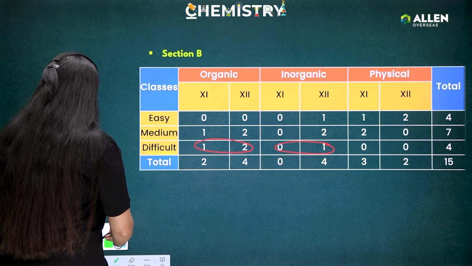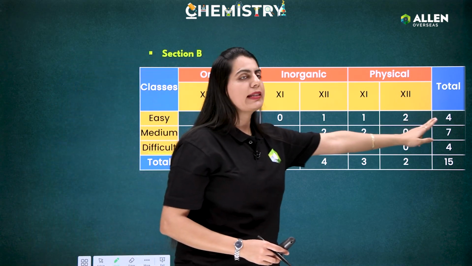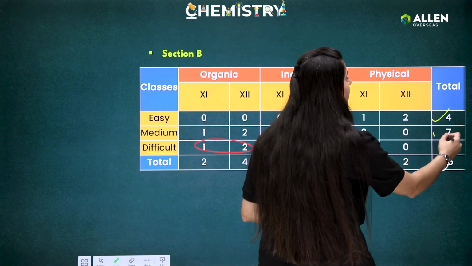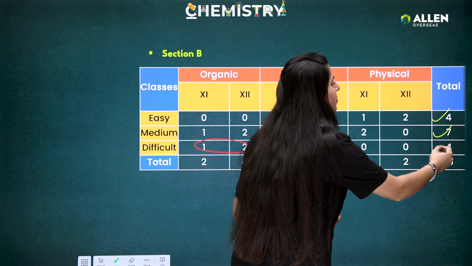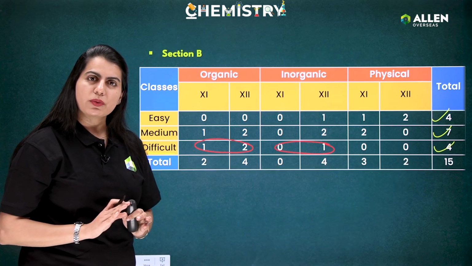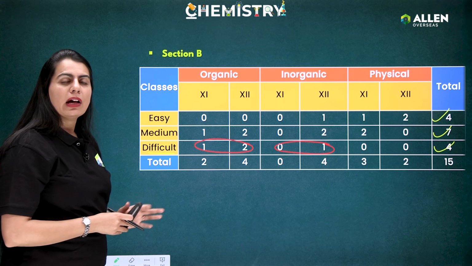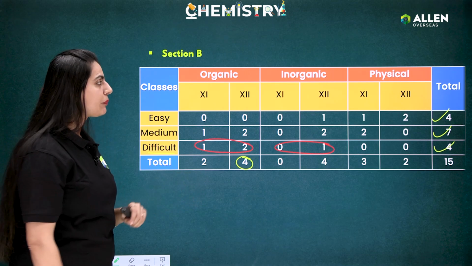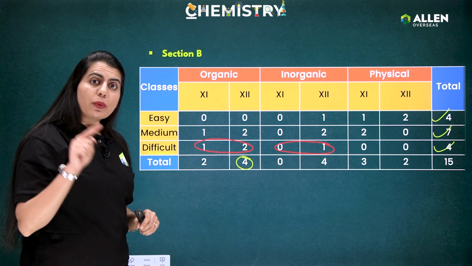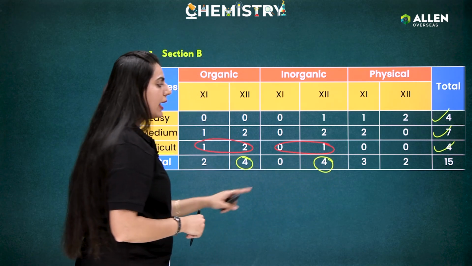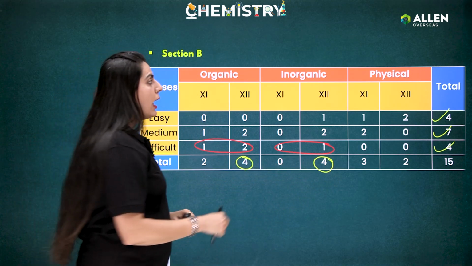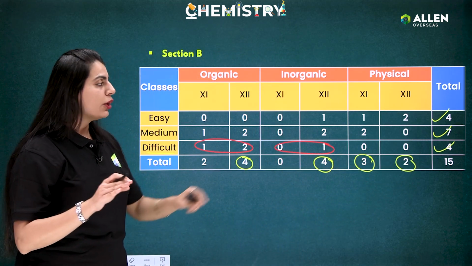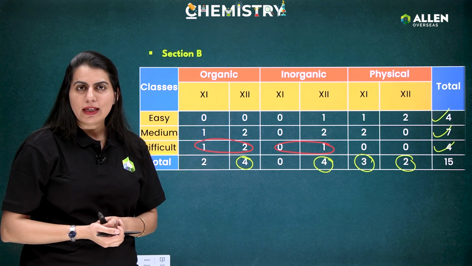Now, overall in section B, there were 4 easy questions. Moderate level questions were 7. And difficult questions from section B were 4. Overall 15 questions were there. And individually, from organic, more questions were there from 12th as compared to 11th. From inorganic, only 12th questions were there in section B and no class 11th question. From physical, there were questions from 11th as well as 12th. So that was your section B, my dear students.